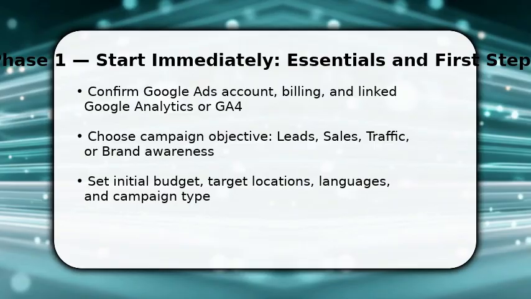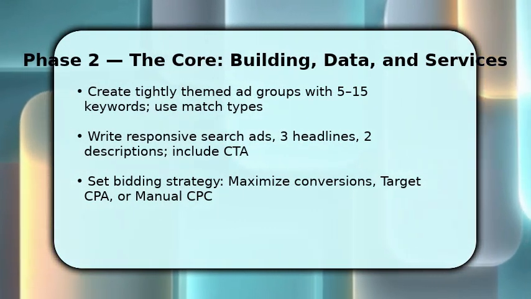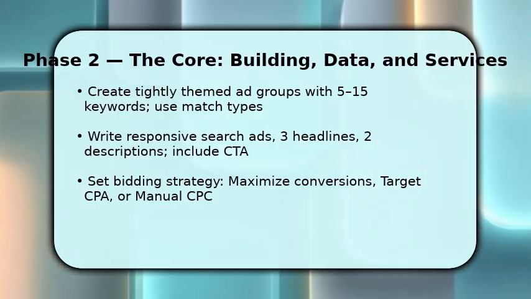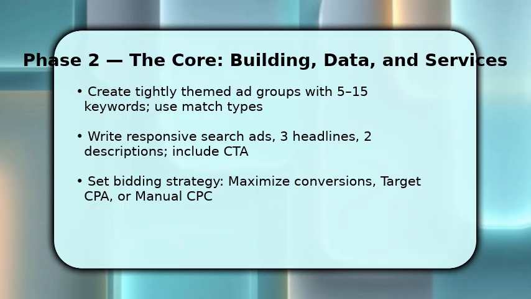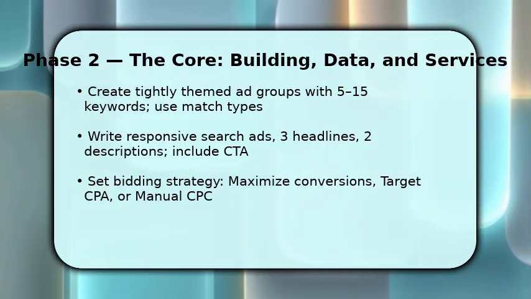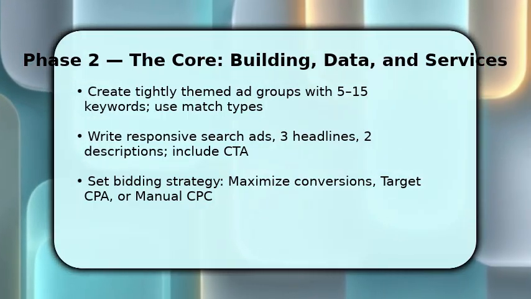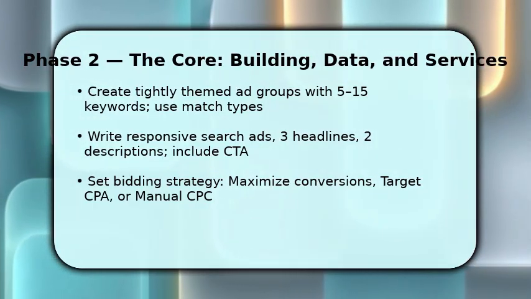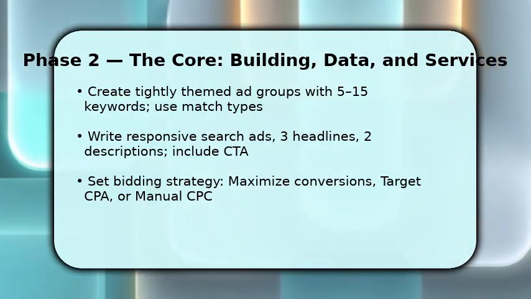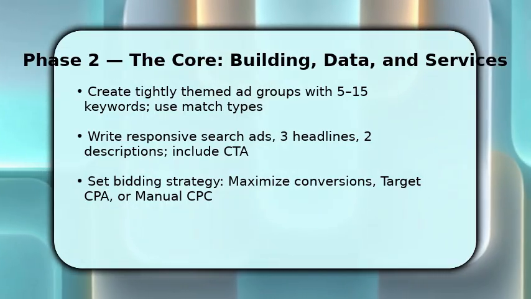Now you construct the campaign. Form tight ad groups around single themes, and add 5 to 15 keywords with varied match types to control reach. Then craft responsive search ads, mix 3 strong headlines and 2 descriptions that include a clear call to action and 1 main keyword. Once your creatives are ready, choose bidding. Maximize conversions or target CPA for automation, or manual CPC if you want direct control. Also, set audiences and exclusions to refine who sees your ads.